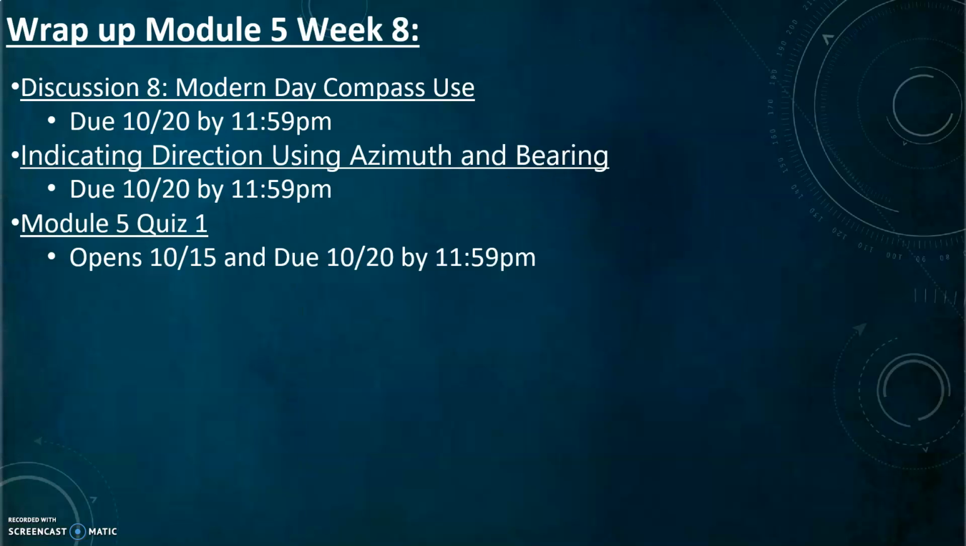To wrap up for Module 5, week 8, which is the first week of Module 5 of mobile mapping, you guys should have finished the first part of Chapter 5 in the text already. You should be participating in discussion 8, modern day compass use, and completing this week's lab activity, which is indicating direction using azimuth and bearing, which is found in the Chapter 5 tutorial section at the end of the chapter. And so that is also due on the 20th by 11:59 p.m.